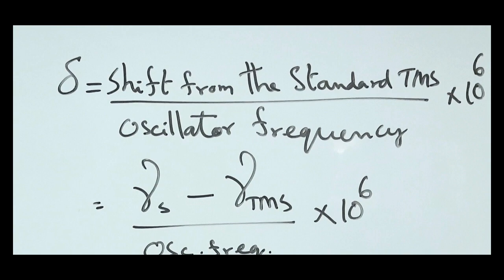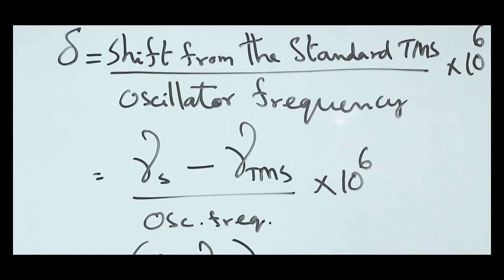The difference is called the shift. So the chemical shift delta is given by the formula: shift from the standard TMS divided by the oscillator frequency, whether you are using a 60 MHz instrument, 100 MHz instrument or 240 MHz instrument. That expression is multiplied by 10 to the power 6. There is a reason.